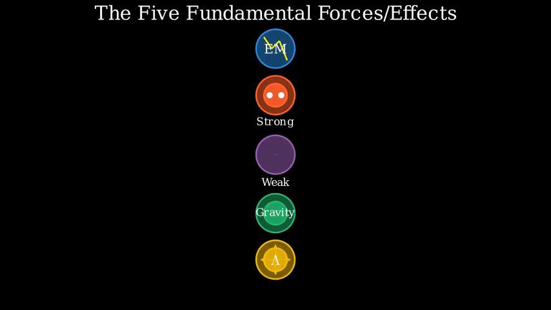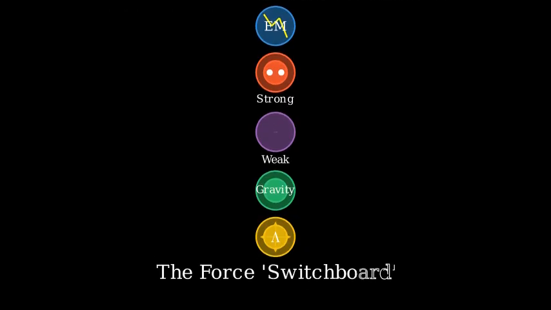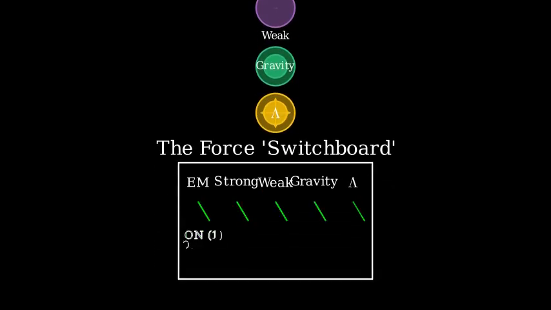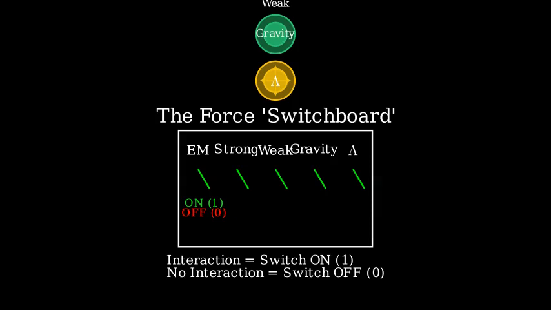Now, let's introduce the core idea of the Mufe classification. Imagine each type of matter in the universe has a switchboard with 5 switches, one for each fundamental force. Each switch can be either on, represented by 1, or off, represented by 0. If a switch is on, it means that type of matter interacts with that particular force. If the switch is off, it doesn't interact with that force at all.